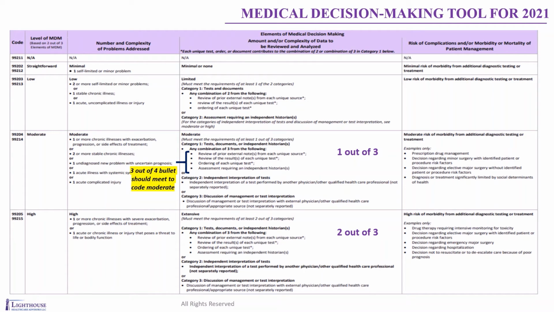Once the MDM table is understood, the next is to know how to code for prolonged service. Prolonged service code is changed for 2021. Commercial insurance use add-on code 99417 as prolonged service, whereas Medicare code for prolonged code is G2212.